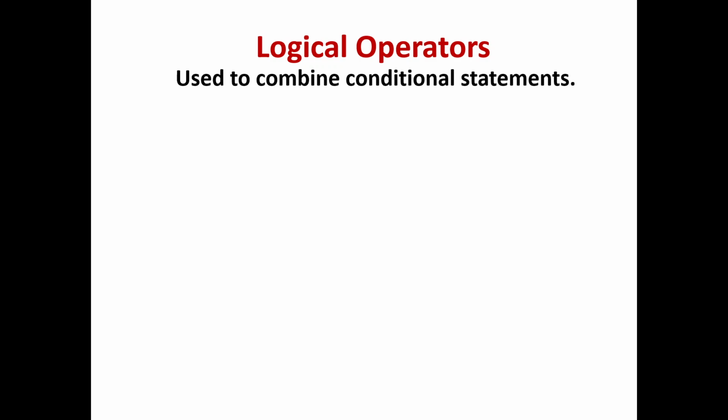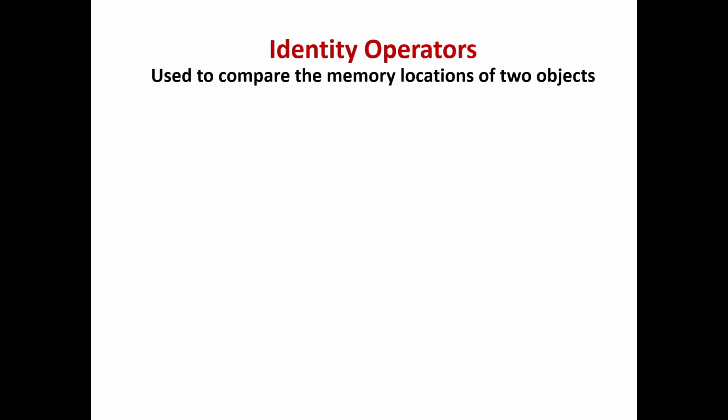The fourth one is the logical operators, which are used to combine conditional statements such as and, or, and not. Another operator that we have is the identity operator, which is used to compare the memory locations of two objects: is, is not.